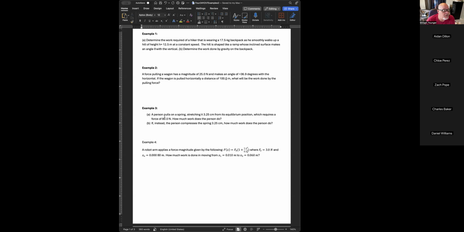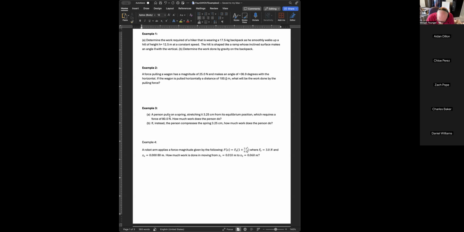And what we're looking at here is a person pulling on a spring, stretching it 3.25 centimeters from its equilibrium position, which requires a force of 80 newtons. How much work does the person do? This is a very, very typical type of spring problem.